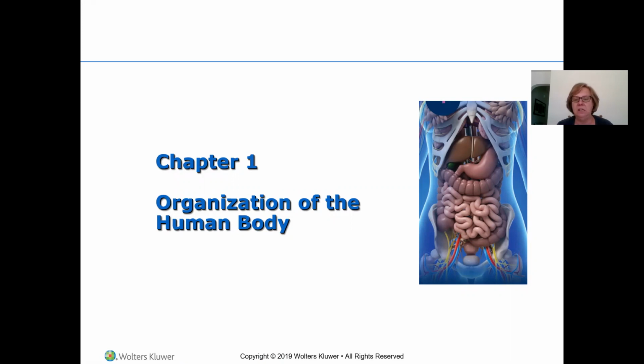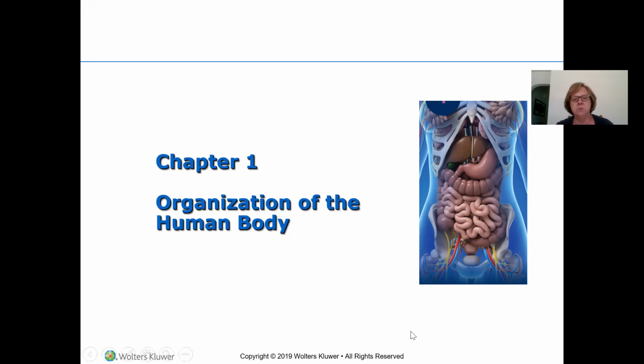And I hope that this first chapter in Memler's book on anatomy and physiology in terms of disease will be helpful and will assist you in learning the basic methods that are successful to be successful in this class. Okay, let's get started.